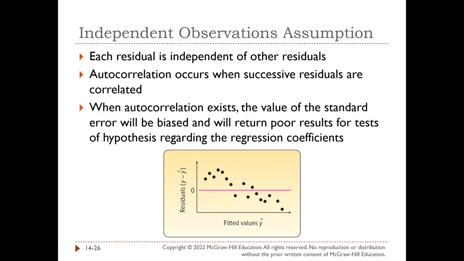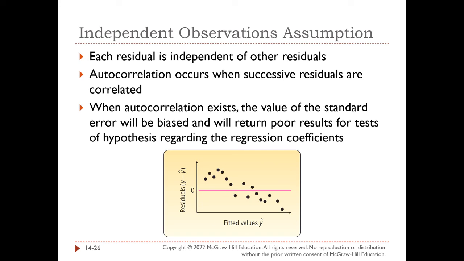Independent observation assumption: each residual is independent of other residuals. Autocorrelation occurs when successive residuals are correlated. When autocorrelation exists, the value of the standard error will be biased and will return poor results for tests of hypothesis regarding the regression coefficients.